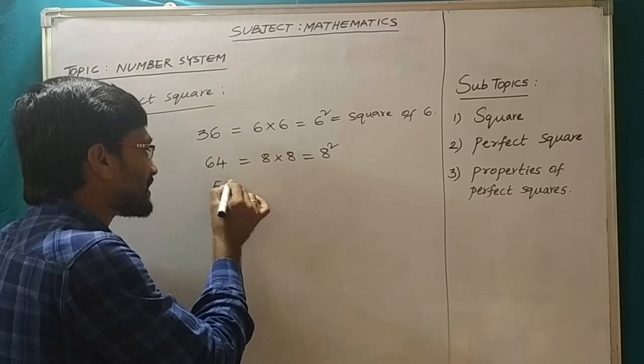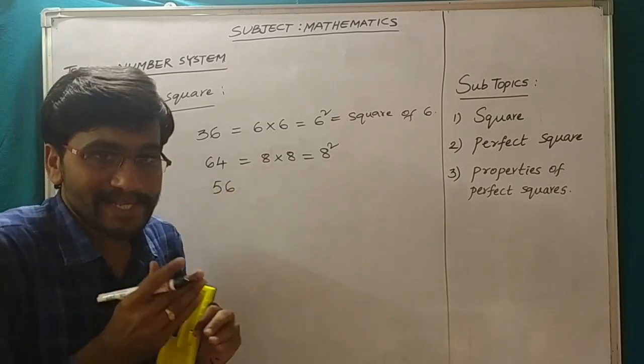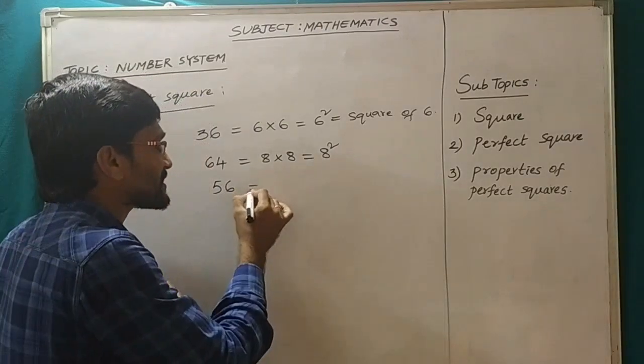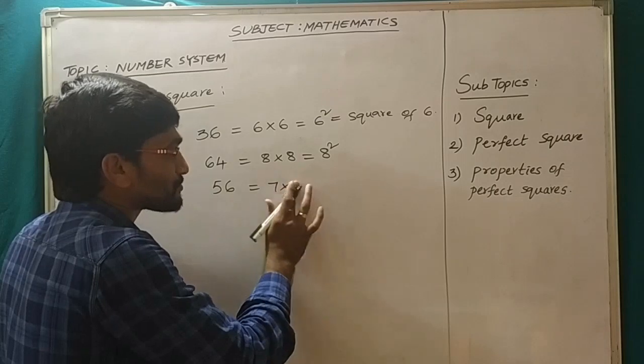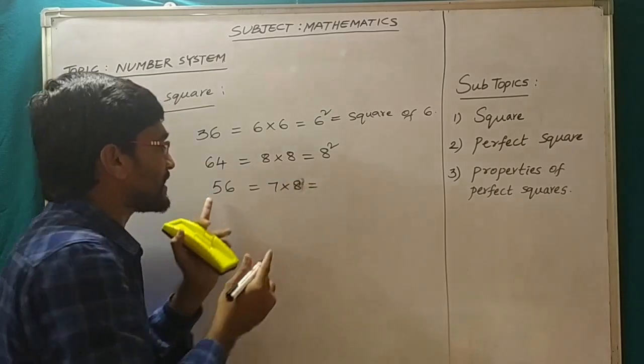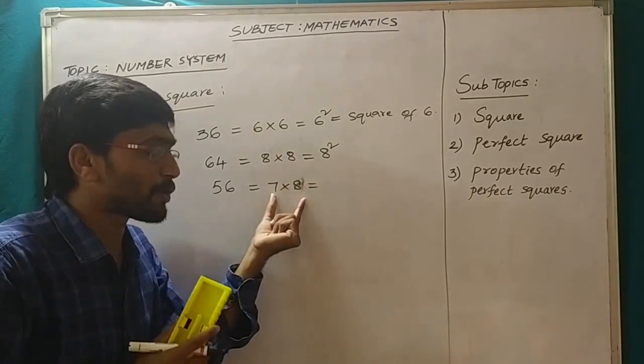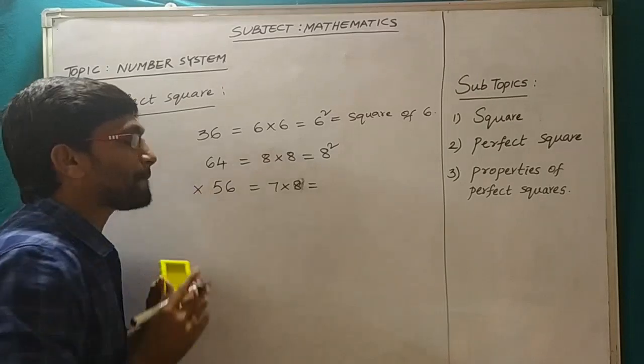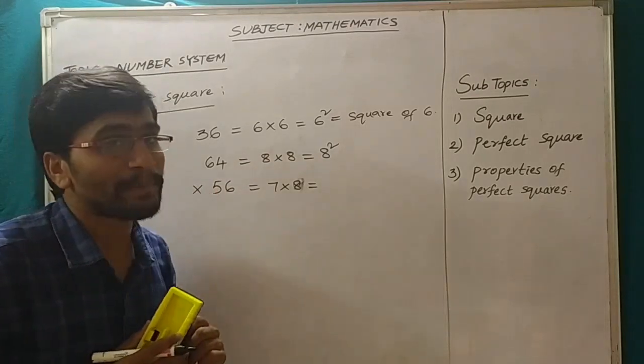I want to consider another number, 56. Can 56 be written as the square of any other natural number? No, because 56 can be written as 7 into 8. 7 into 8 is 56, which is not a product of a number with itself. So 56 is not a perfect square.